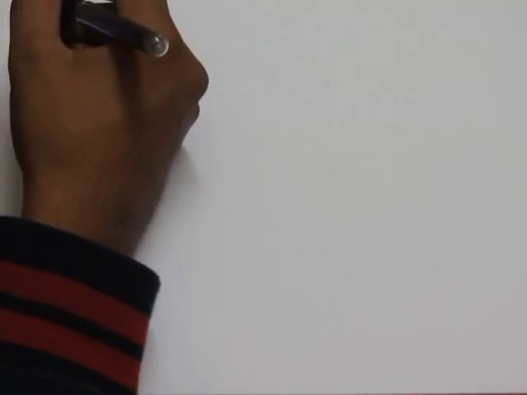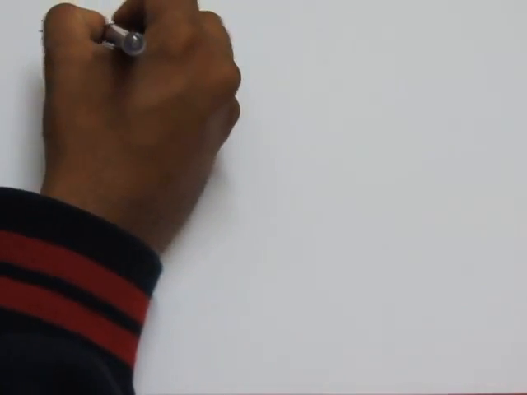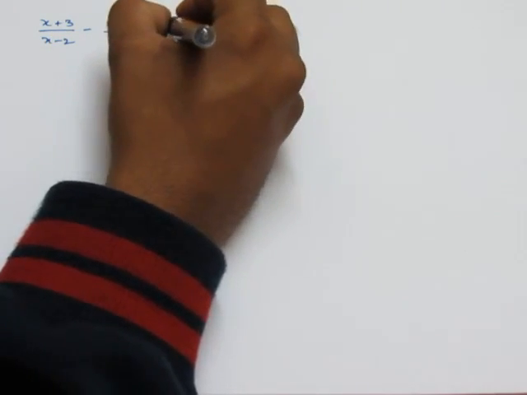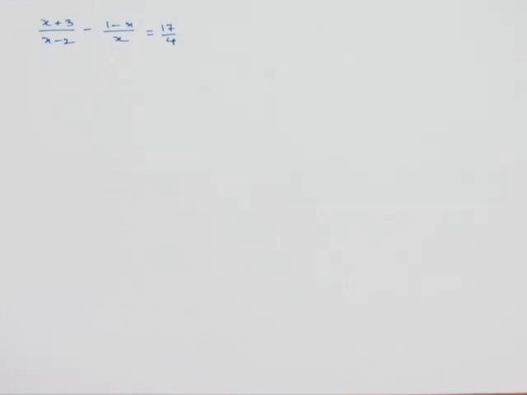Hello everyone. In the last class we saw how to factorize a quadratic equation. So let's take up some examples on how to solve a quadratic equation, or how to find the solution of a quadratic equation. So let the equation be (x + 3)/(x - 2) - (1 - x)/x = 17/4.